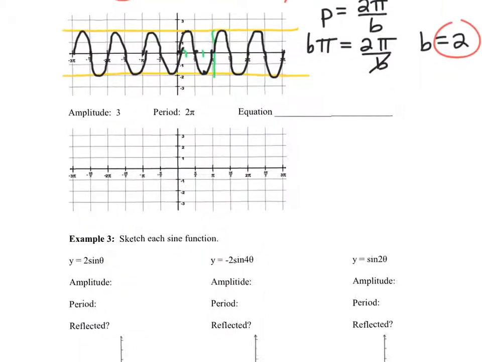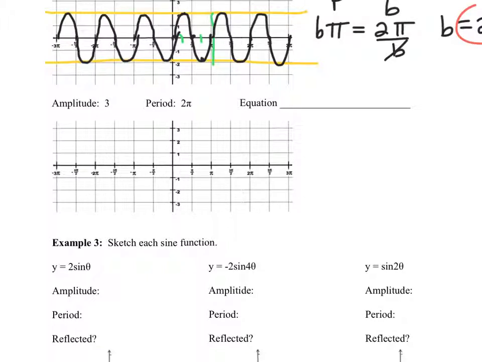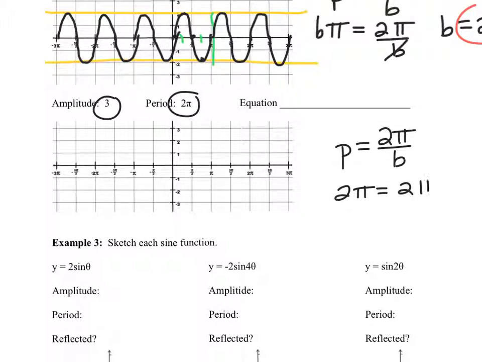The second one, if the amplitude is 3 and the period's 2 pi, remember I have to solve for b. So period equals 2 pi over b. The period's 2 pi. So that means that b has to be 1. So my equation is going to be y equals 3. It's positive because we had to assume a was positive. And then sine of x, 1x, because b is 1. So it's just 1 times x.